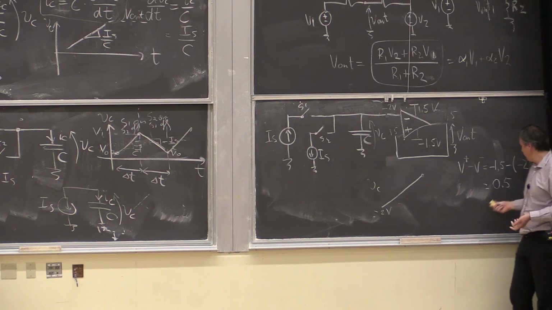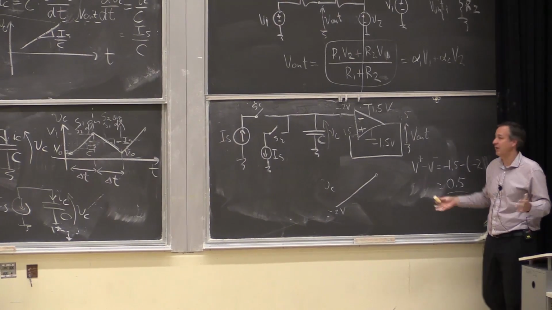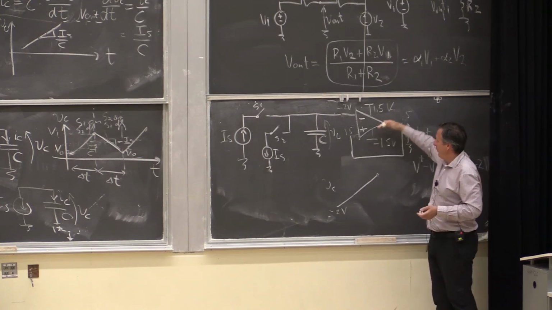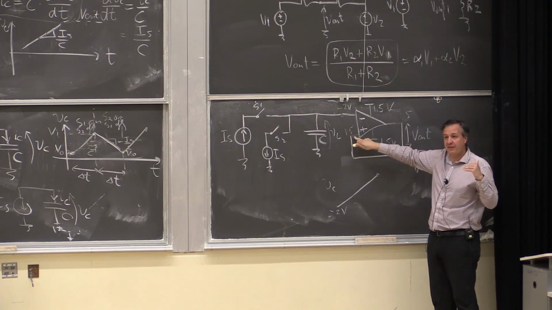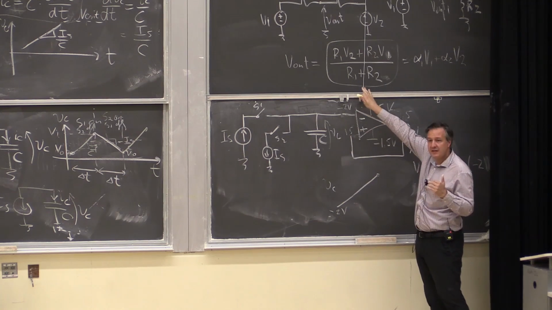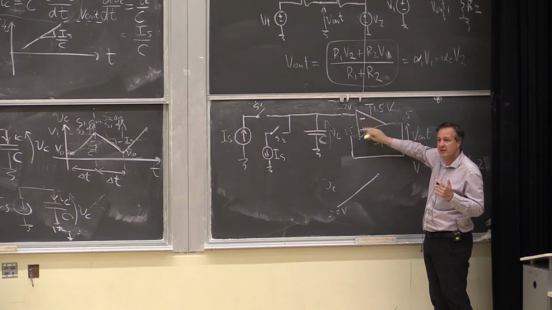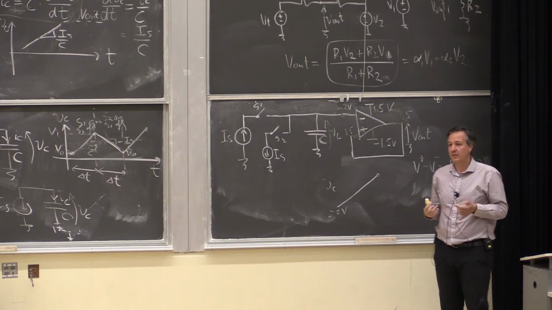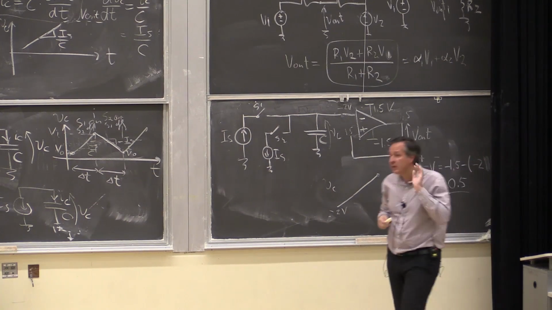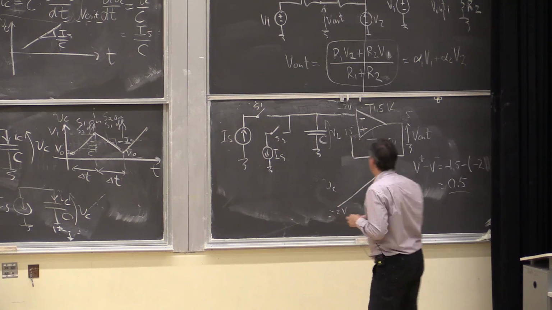And if it's positive, you get even bigger, right? So it's definitely saturated at 1.5, right? And so now you know that this terminal is at 1.5. So as VC increases, at what point does this thing trip? When V minus is greater than 1.5 volts.